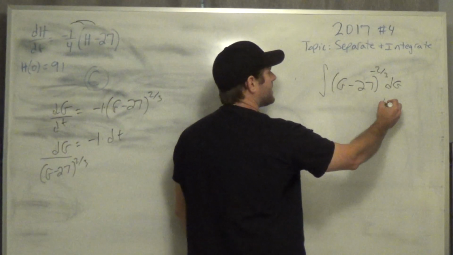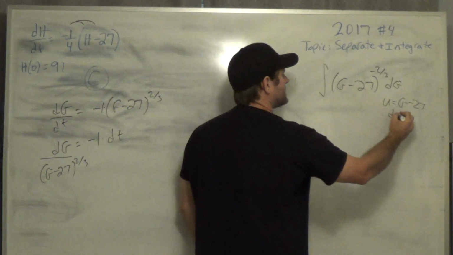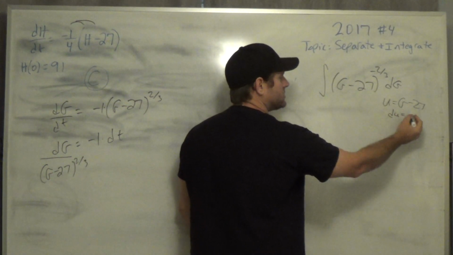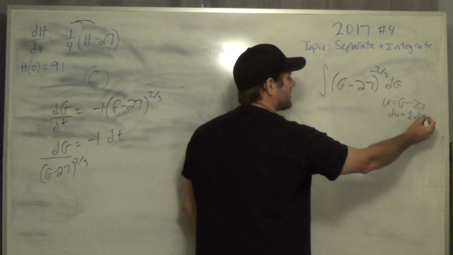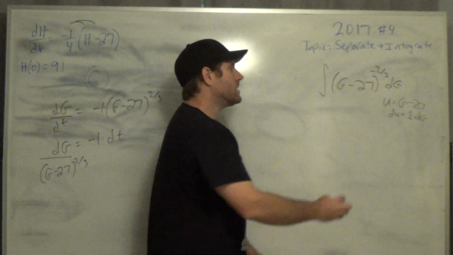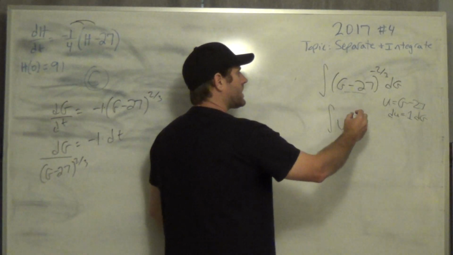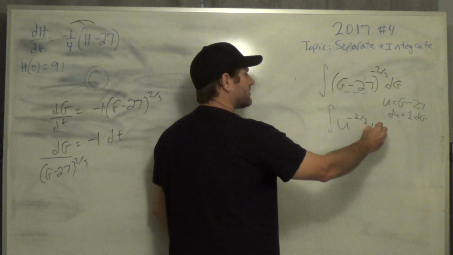So I'm going to say, if u is g minus 27, what should my du be? My du, the derivative of g, is simply 1, so it's 1 dg. And what exactly do we have here? We've got 1 dg. So we're using u substitution, that's a u. So it's u to the negative 2/3 du.